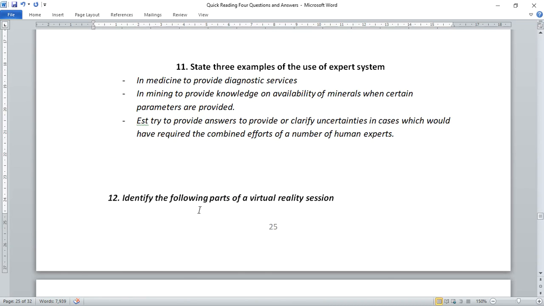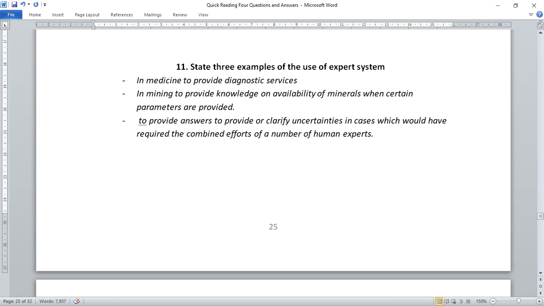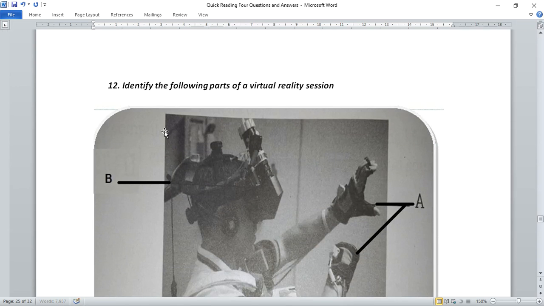State 3 examples of use of expert systems. You can use it in medicine to provide diagnostic services. It can be used in mining to provide knowledge on availability of minerals when certain parameters are provided. Then, it can be used to provide answers or clarity to uncertainties. Like for example, instead of bringing so many human experts, you can just use an expert system for that matter.